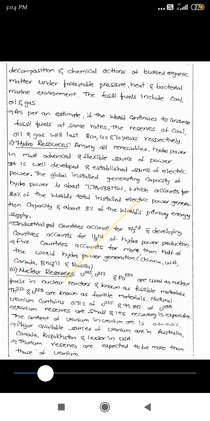Natural uranium contains 0.71 percent uranium-235 and 99.29 percent uranium-238.